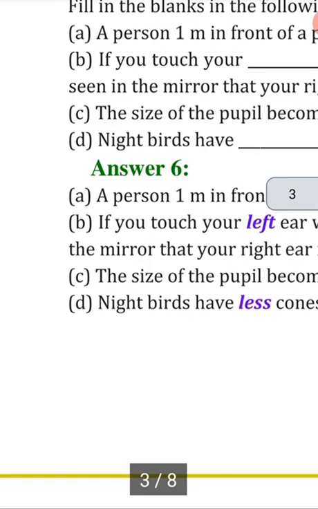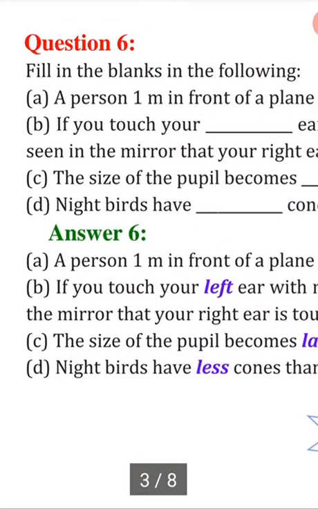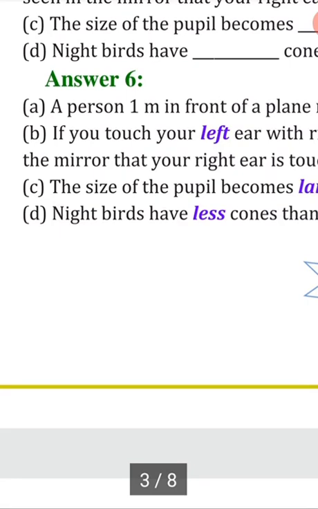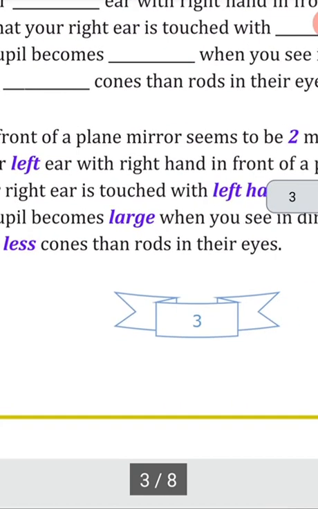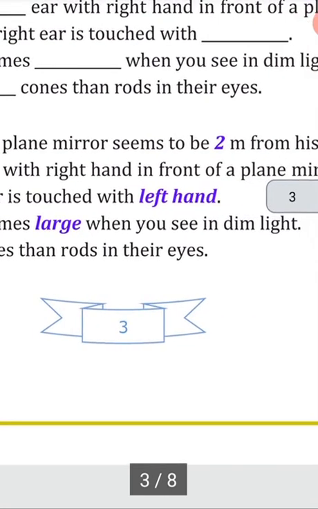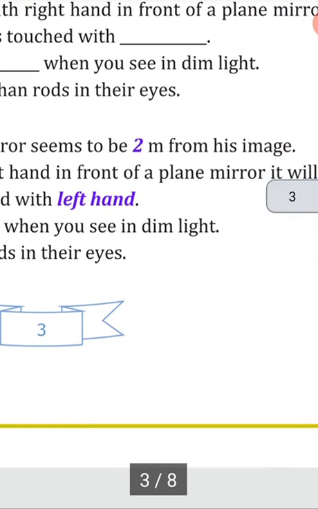So the next question is fill in the blanks in the following. There are some points which we have to fill in the blanks. This is question number 6. The first part of question number 6: a person 1 meter in front of a plane mirror seems to be dash dash meter from his image. That means it seems 2 meters from his image.